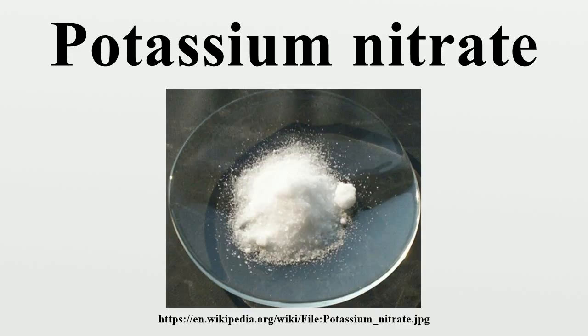NH4NO3 + KCl → NH4Cl + KNO3. Potassium nitrate can also be produced by neutralizing nitric acid with potassium hydroxide. This reaction is highly exothermic. KOH + HNO3 → KNO3 + H2O.